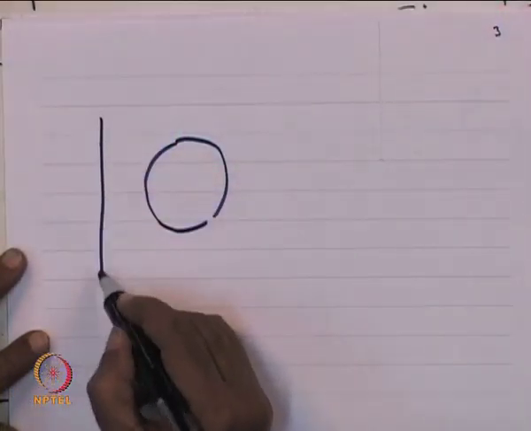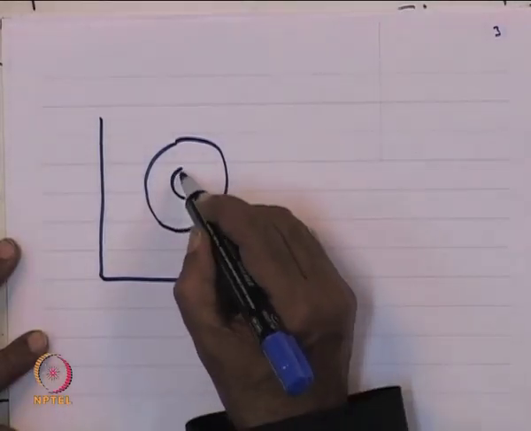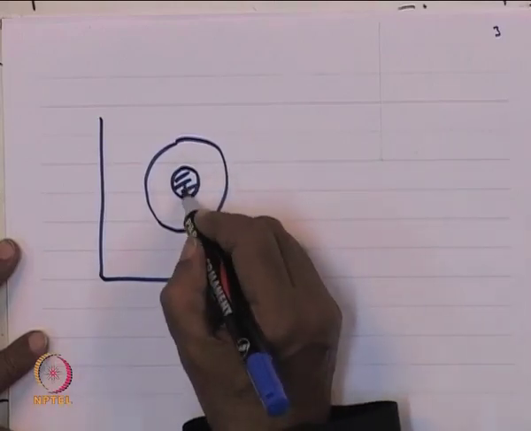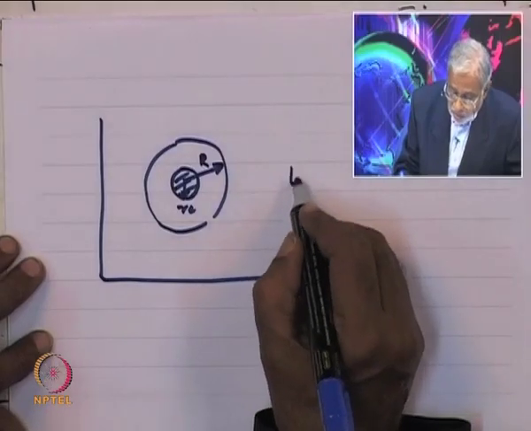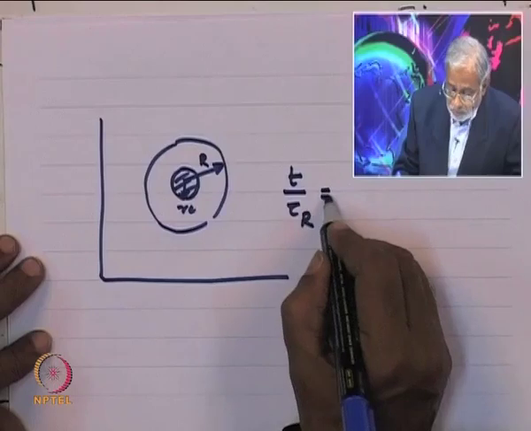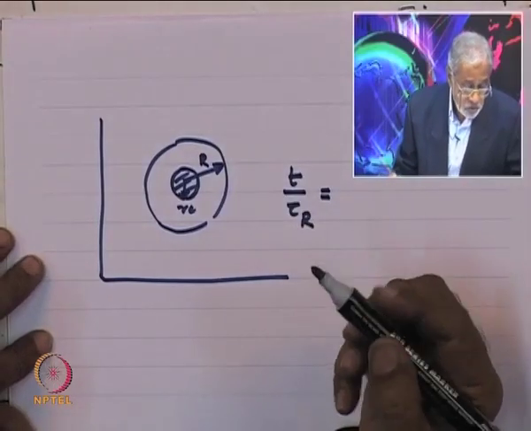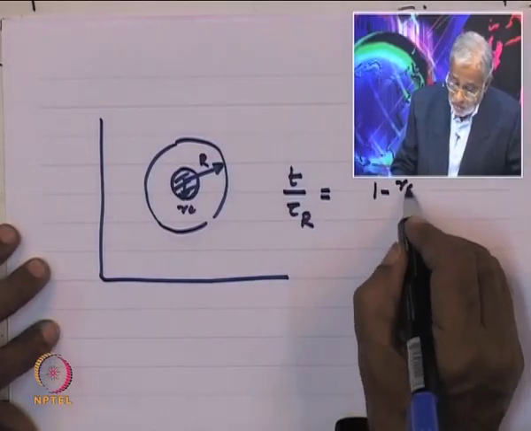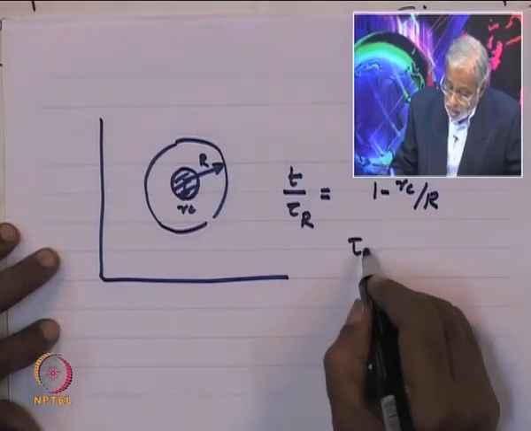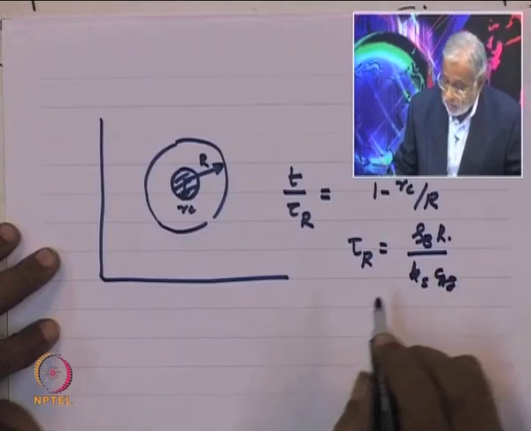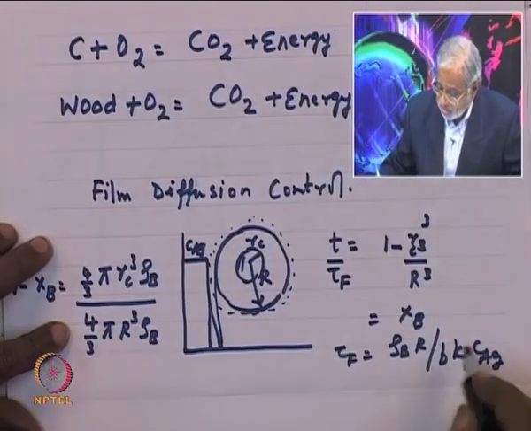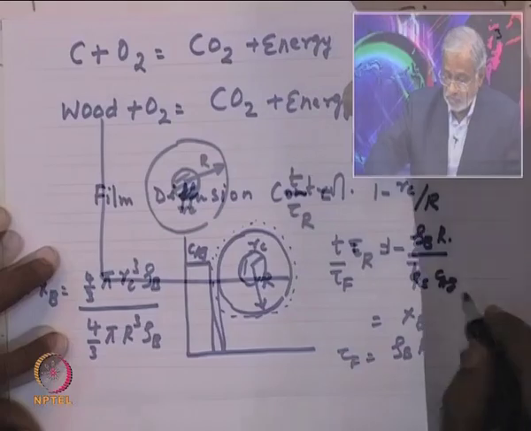The second case we considered is a case of reaction control. Here we have solid in contact with a large quantity of gas. And we said this is the unreacted core of radius R c, and the radius of the particle is R. Then we said that the time for reaction to time for complete consumption, we showed, is t by tau equal to 1 minus R c by R, where tau r is given as rho b R divided by b k s C a g. Just one moment, yesterday I missed this term b here.